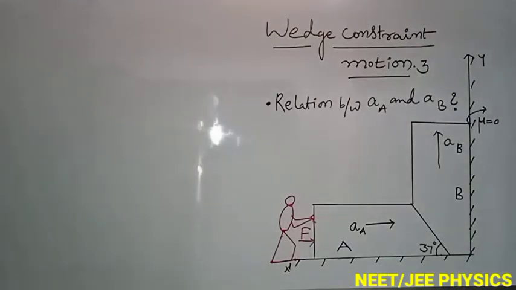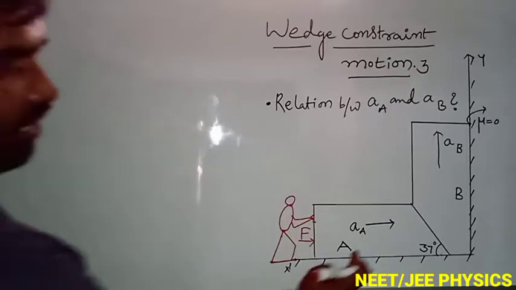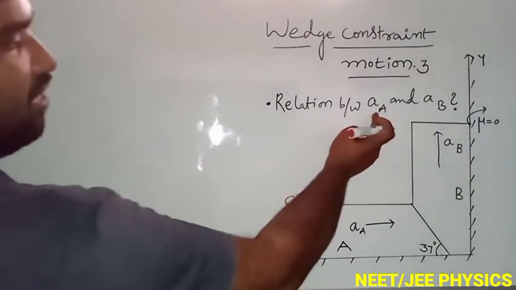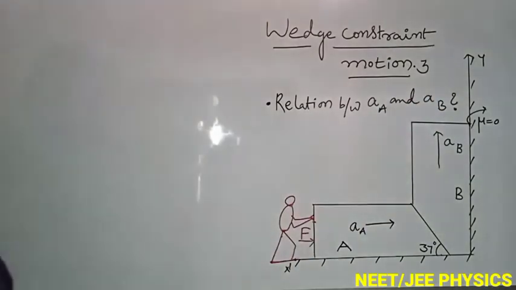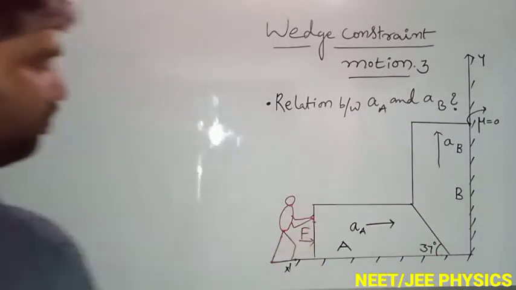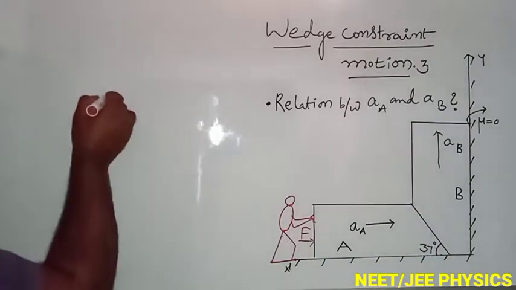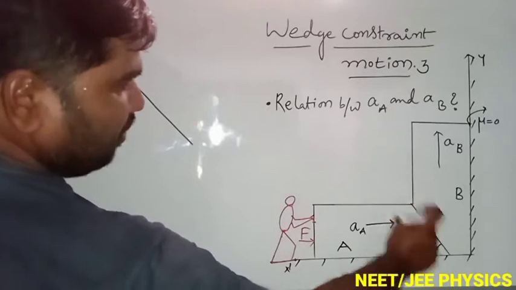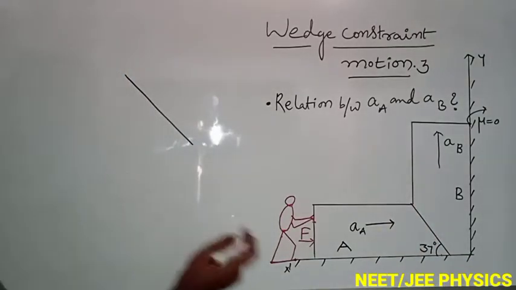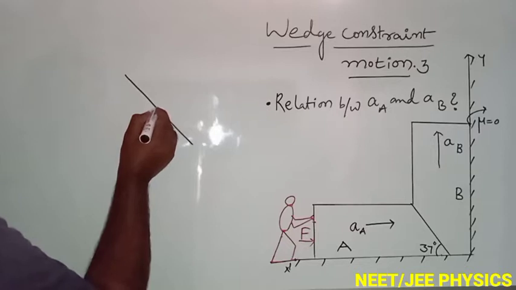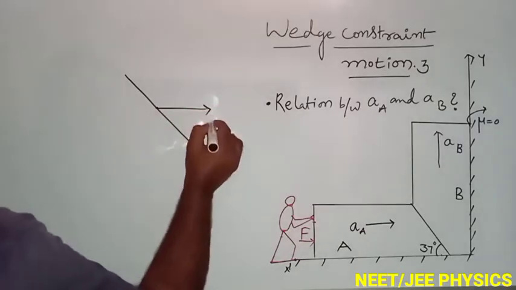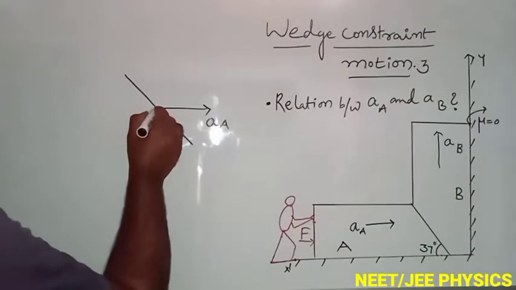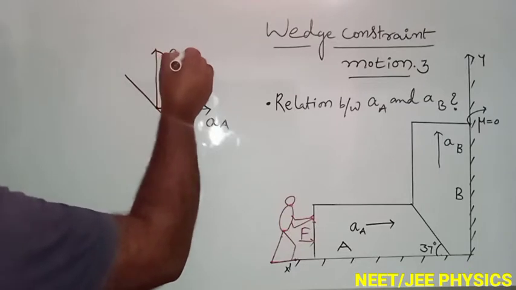So for that, look here, this is the common surface for these two wedges. How to find the relation between AA and AB? For that, take the common surface. This is the common surface for these two wedges. So, what is the acceleration of A? I am taking the free body diagram. Acceleration of A is along this direction, and acceleration of B is along this direction. This is the acceleration of B.